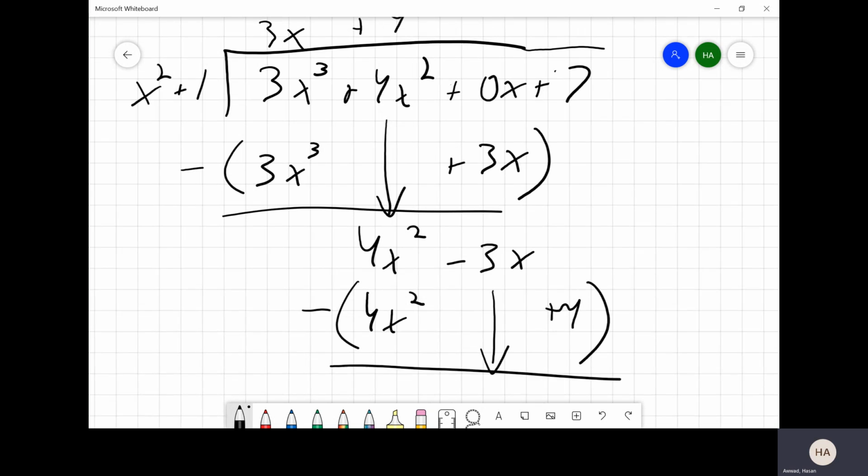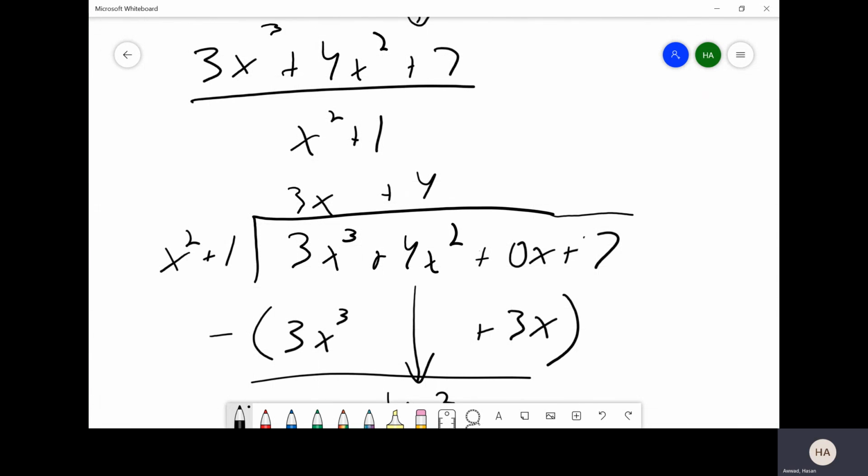Okay, what's the idea here? Again, just to go over this, your process is the same, at least to start. You look at your leading term here. What do I need to multiply by to get my leading term in here? When you figure that out, which in this case was 3x, you multiply that by your entire divisor.